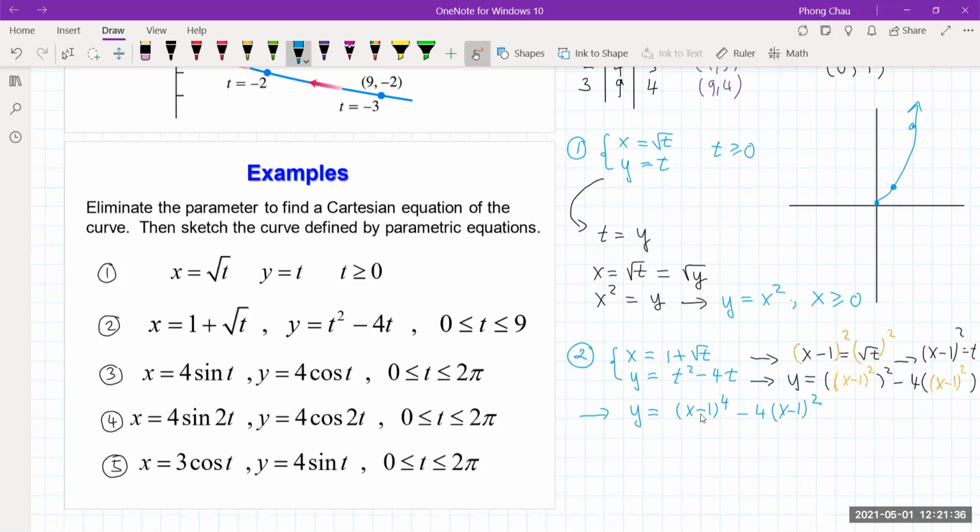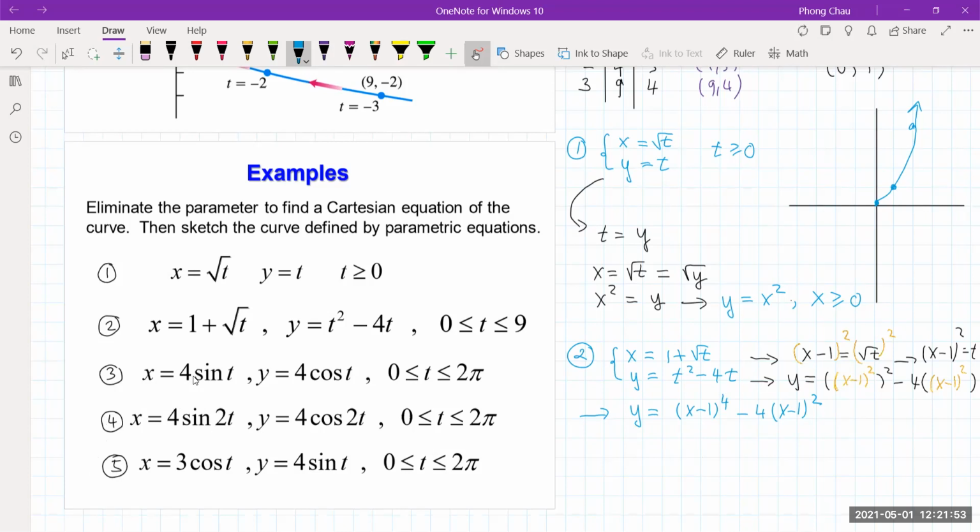That bit's hard to do, but you can plug in some values for x and do so, and then graph it. So it's going to be the 4th degree polynomial. All right. Now let's look at the next 3, 4, and 5 together.